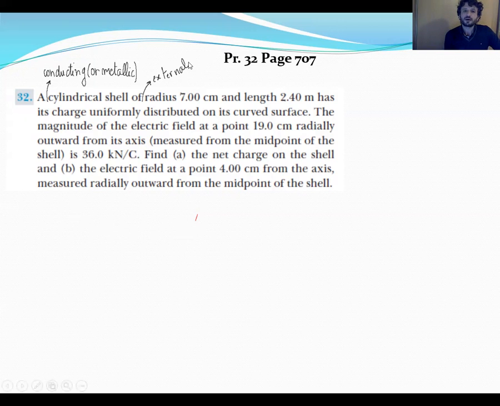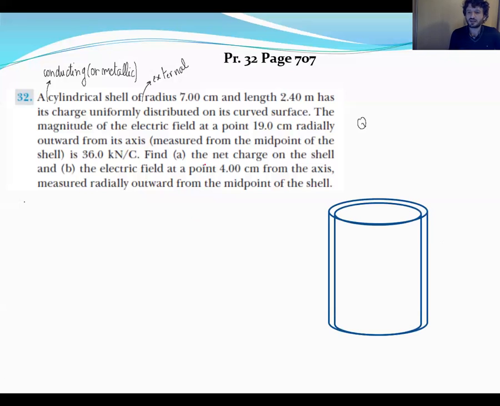So we have Q as a charge. Let's draw the cylinder. Here we have the cylinder with an external radius equal to 7 centimeter and with a length equal to 2.4. So here we have 7 centimeter and 2.4 meter.